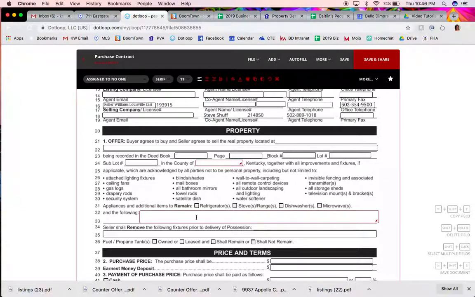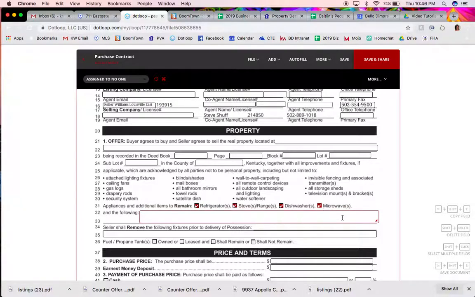Now, even if the MLS advertises that the seller is willing to leave all of their appliances in the kitchen, you have to indicate that you want them to stay here. Okay, the MLS is just an advertisement, it is not a contract. So if you want their kitchen appliances, refrigerator, stove, dishwasher, and microwave, you need to indicate that you want them here.